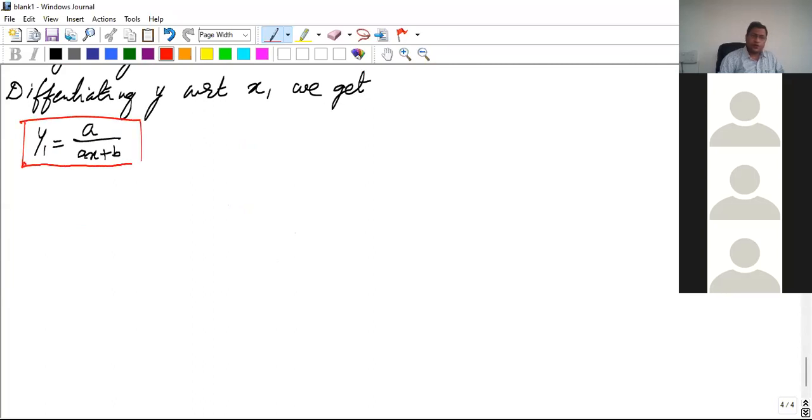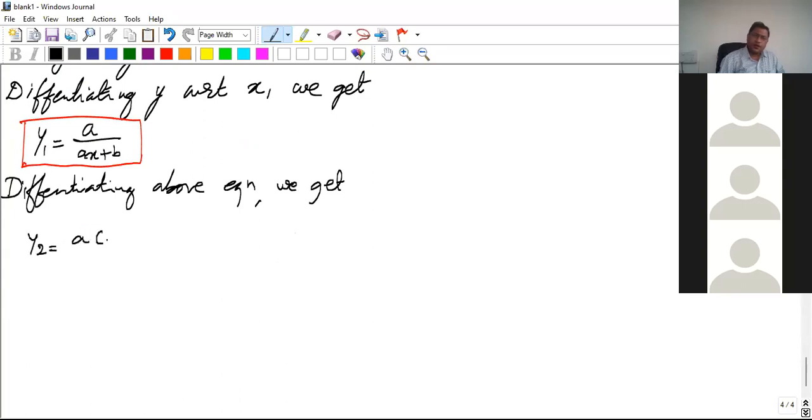Now, think of the next. What we can do is differentiate this again. Differentiating this equation, we get y2 is equal to a remains as it is, minus 1 into a upon (ax plus b) bracket square. Is that okay? Are you getting this?